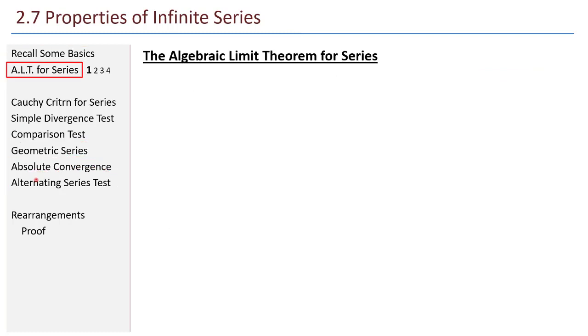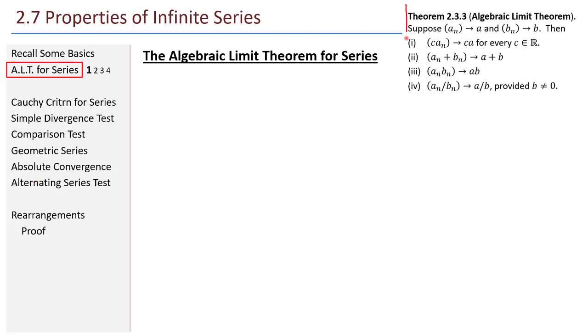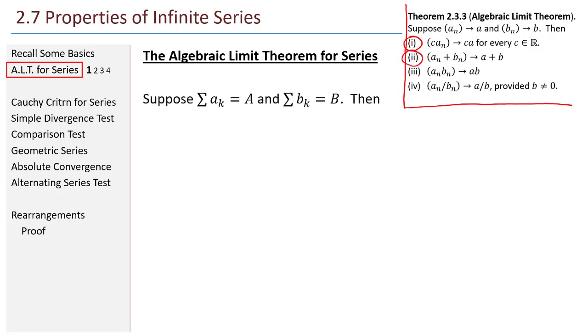Let's continue. Maybe the first big result, the first big theorem I have here for series is the algebraic limit theorem for series. So recall, we've seen an algebraic limit theorem before for sequences. So I'm putting it there for reference in the top right. And we will see analogs to this for points 1 and 2 in terms of series. So let's suppose that I have a series that converges to A, and I have a series that converges to B. Then, two things. First of all, if I multiply every term by a constant, then the result is that limit multiplied by a constant, and that constant can be any real number.